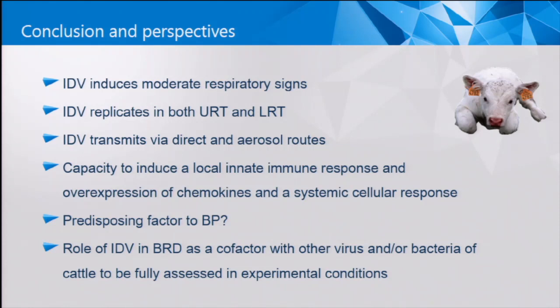So, as a take-home message, we can say that IDV induces moderate respiratory signs. It can replicate in both the upper and lower respiratory tract. It can be transmitted via direct and aerosol routes, and has the capacity to induce a local immune response, an overexpression of chemokines, and a systemic cellular response.